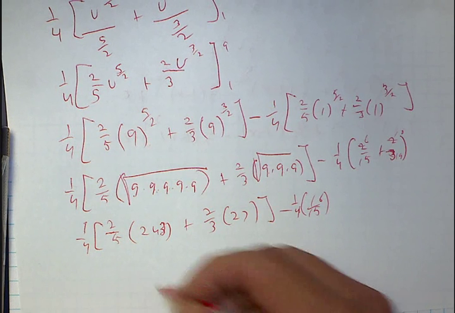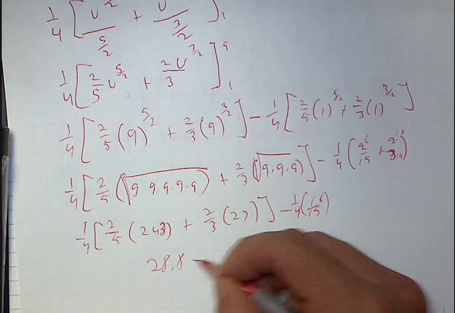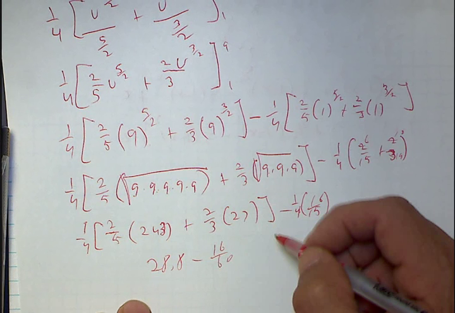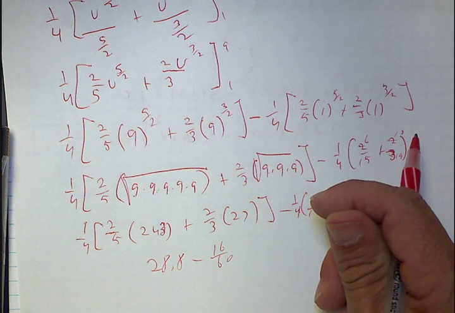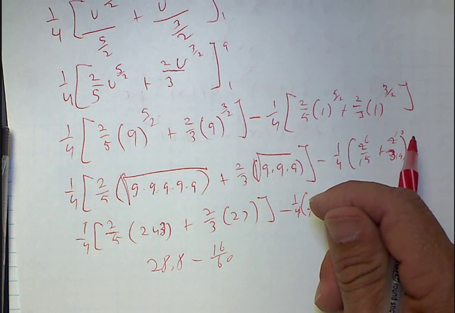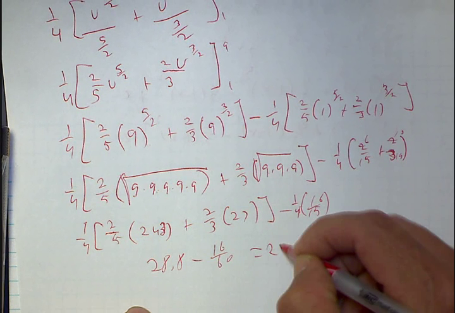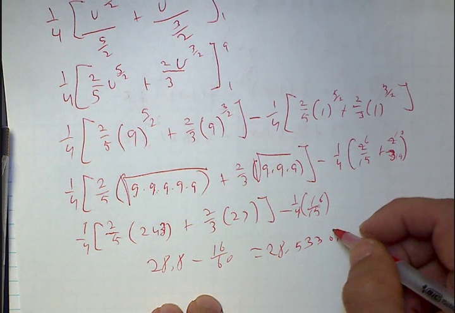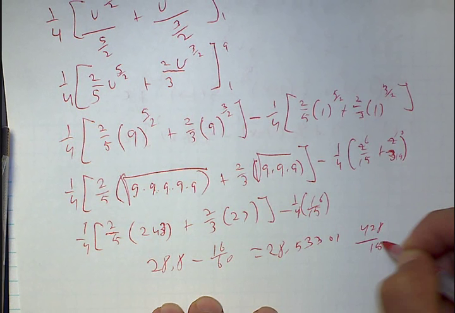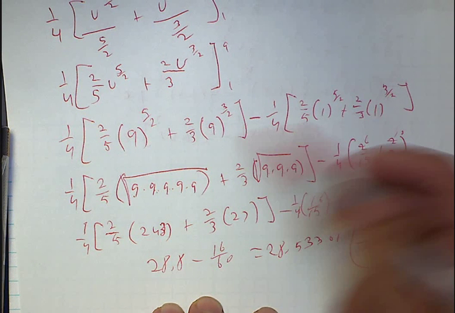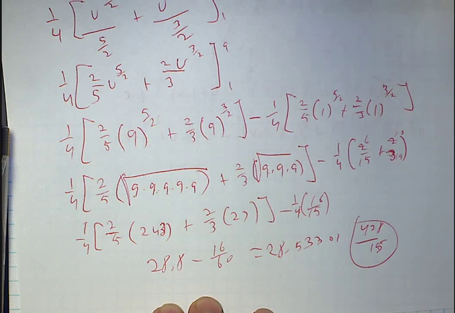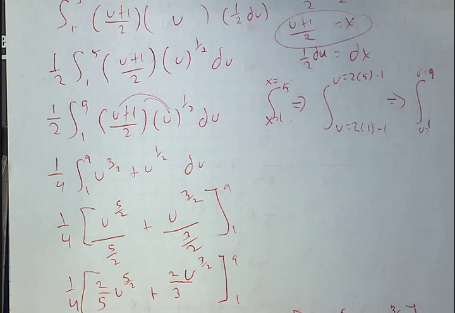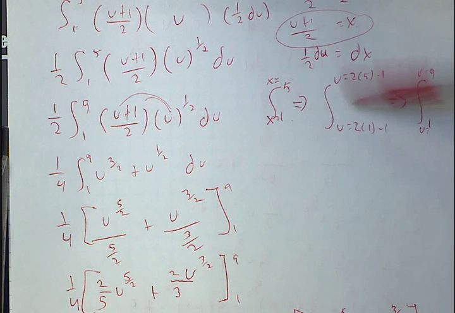So I'll get that as 28.8 if I did it right, minus 16/60. 28.8 minus 16/60 is 28.533, or 428 over 15. If I made a math error in here, sorry about that, but the process is still the same, okay? The process is replace all the x's with u's, replace the bounds with new bounds. Good luck.